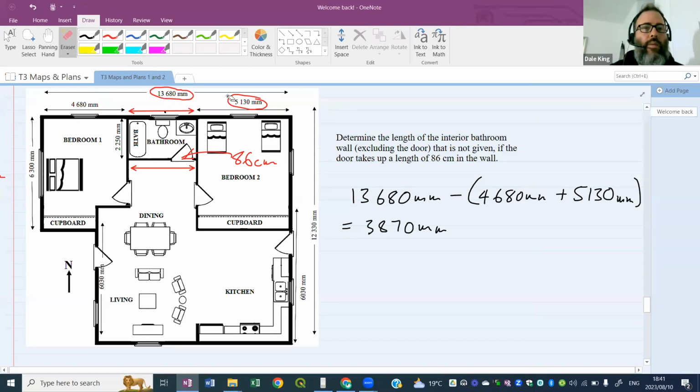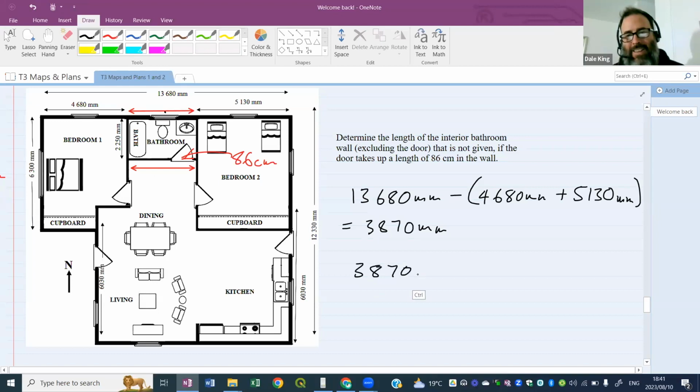4,680. Yes, and the people in chat are also confirming for me. Yes, sir. Okay, 3,870. All right. Now what do we do? You're going to subtract it by 86 centimeters, which is the length of the door. Okay, so we need to subtract.